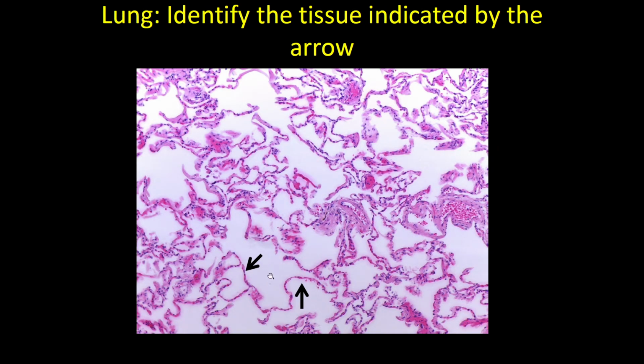Taking a look at these very tiny cells, this is actually found inside of the alveoli of the lung. We already know what kind of cells we need inside of the alveoli of the lung. That's going to be our simple squamous epithelium.